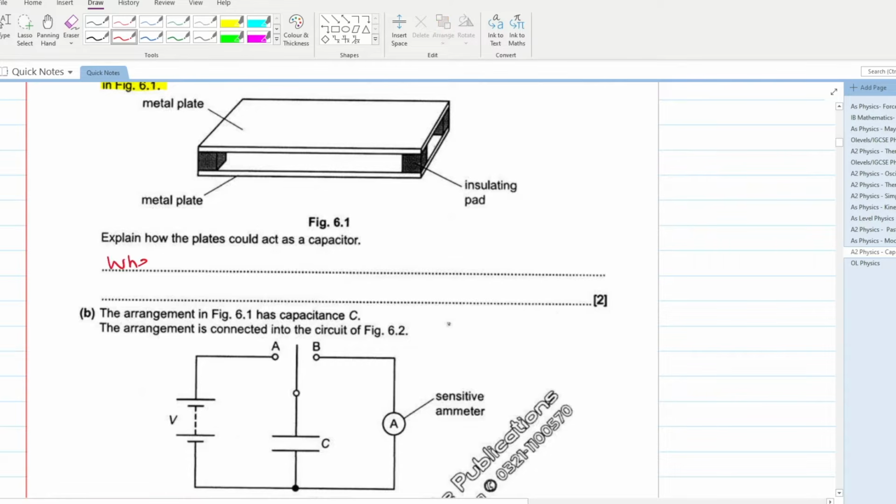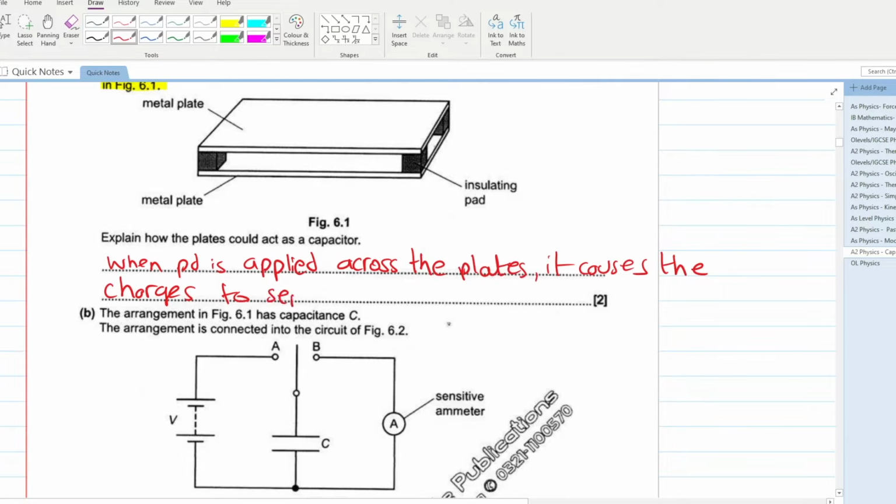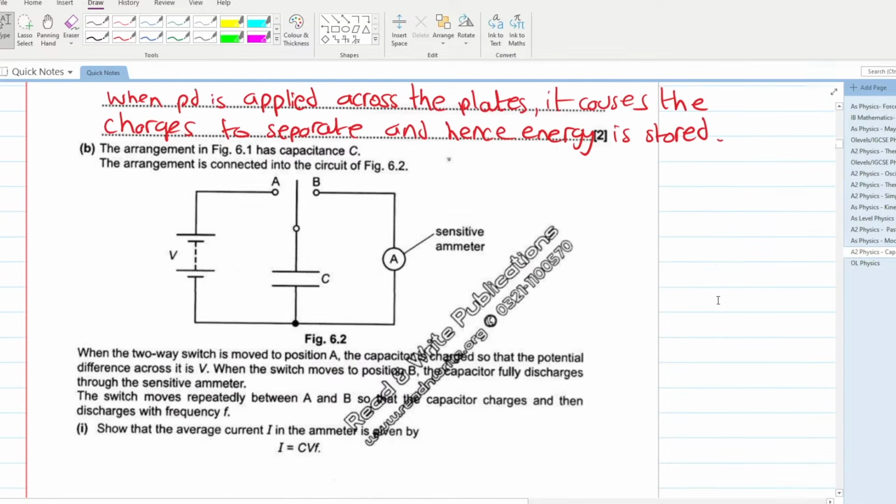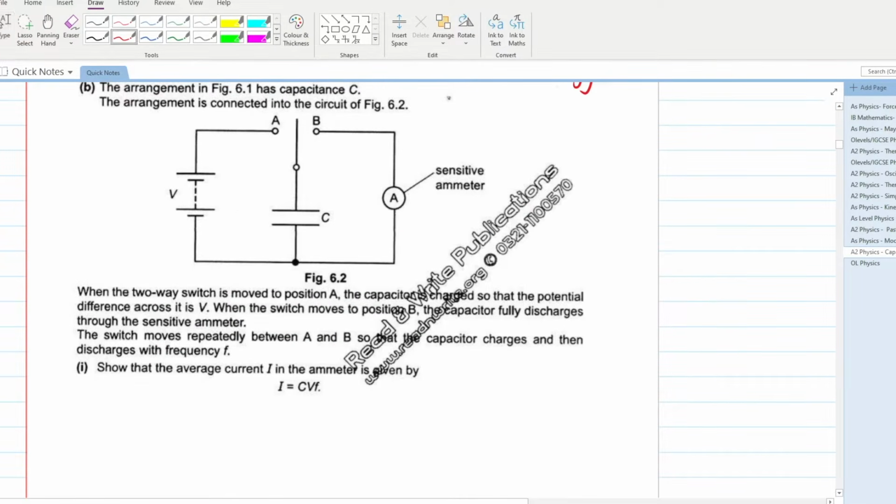When potential difference is applied across the plates, it causes the charges to separate, and hence energy is stored. Simple as that. और capacitors का one of the function क्या है? To store energy. The arrangement in figure 6.1 has a capacitor C.